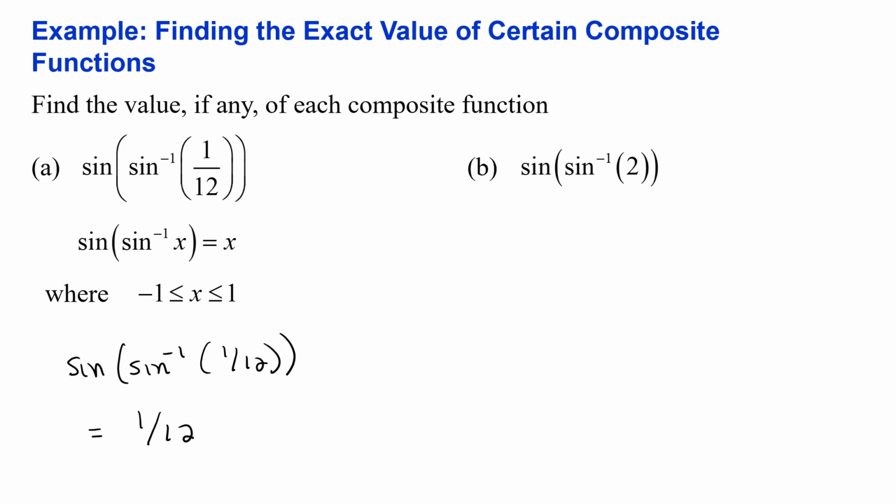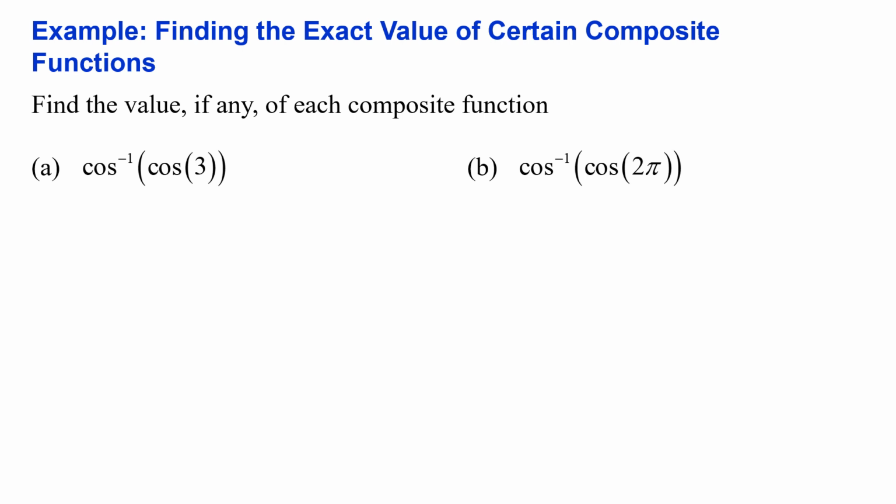Part B is a composition, sine composed with inverse sine of 2. Now here, x equals 2 and is not in the interval of -1 to 1 inclusive. Furthermore, 2 is not in the domain of the inverse sine function, since there's no angle theta for which sine of theta is equal to 2. Therefore, we have to conclude that sine of inverse sine of 2 is undefined.